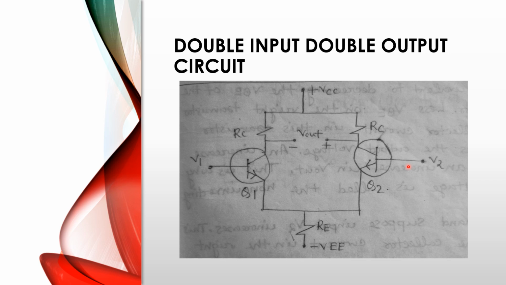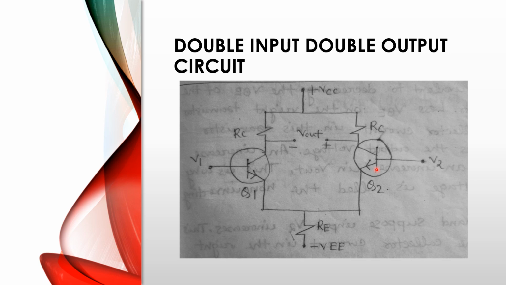If V2 increases, this will increase the collector current in the right transistor, which means the output voltage will decrease. This is why the V2 input voltage is called the inverting terminal. So this is the logic of the inner circuit of an op-amp.